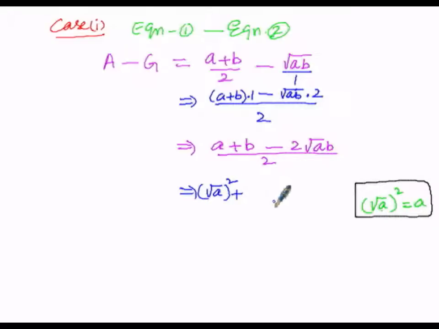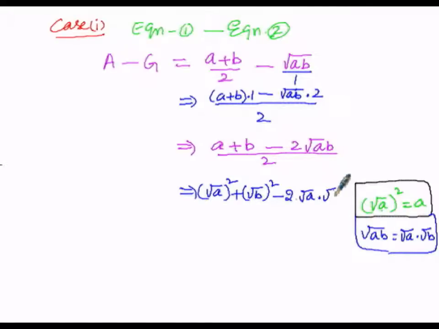plus, instead of A, if it is replaced by B, that is root B whole square, so B can be replaced by root B whole square, minus 2 into root AB. Here root of AB can be written individually, that is root A into root B. Based upon these two reasons, I can write it as root A into root B, overall divided by 2. Here the square and the square root get cancelled, again A is left over, and only B is left over.